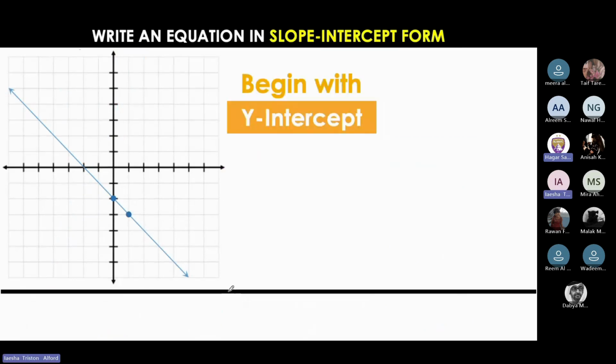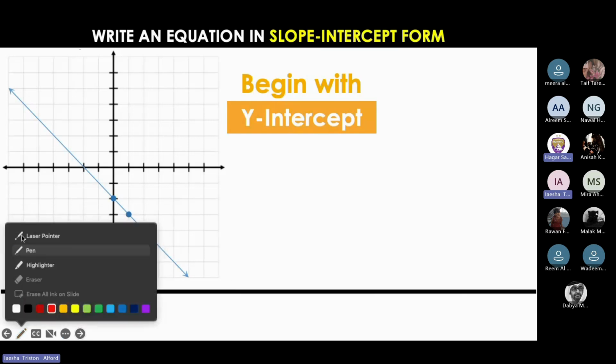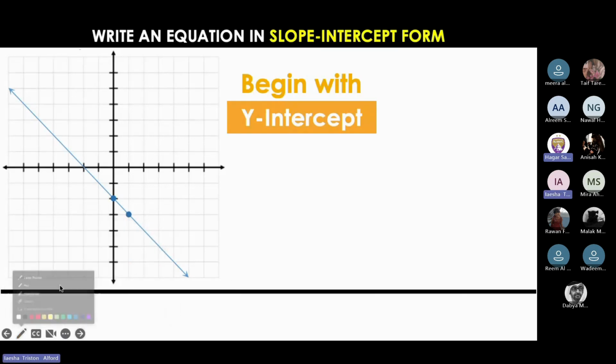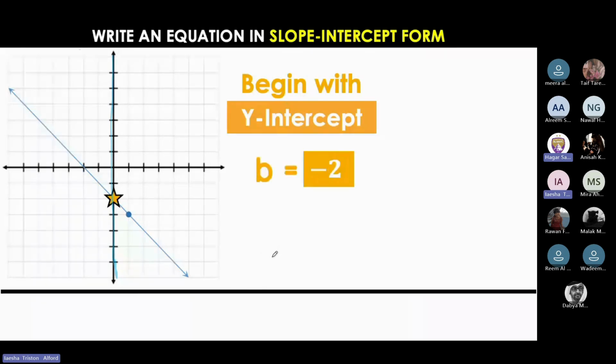So we're going to begin with the y-intercept. The y-intercept should be on the y-axis. Okay, this is the y-axis. So who can see what is the y-intercept? -2. Good, should be there. So b is going to be -2.